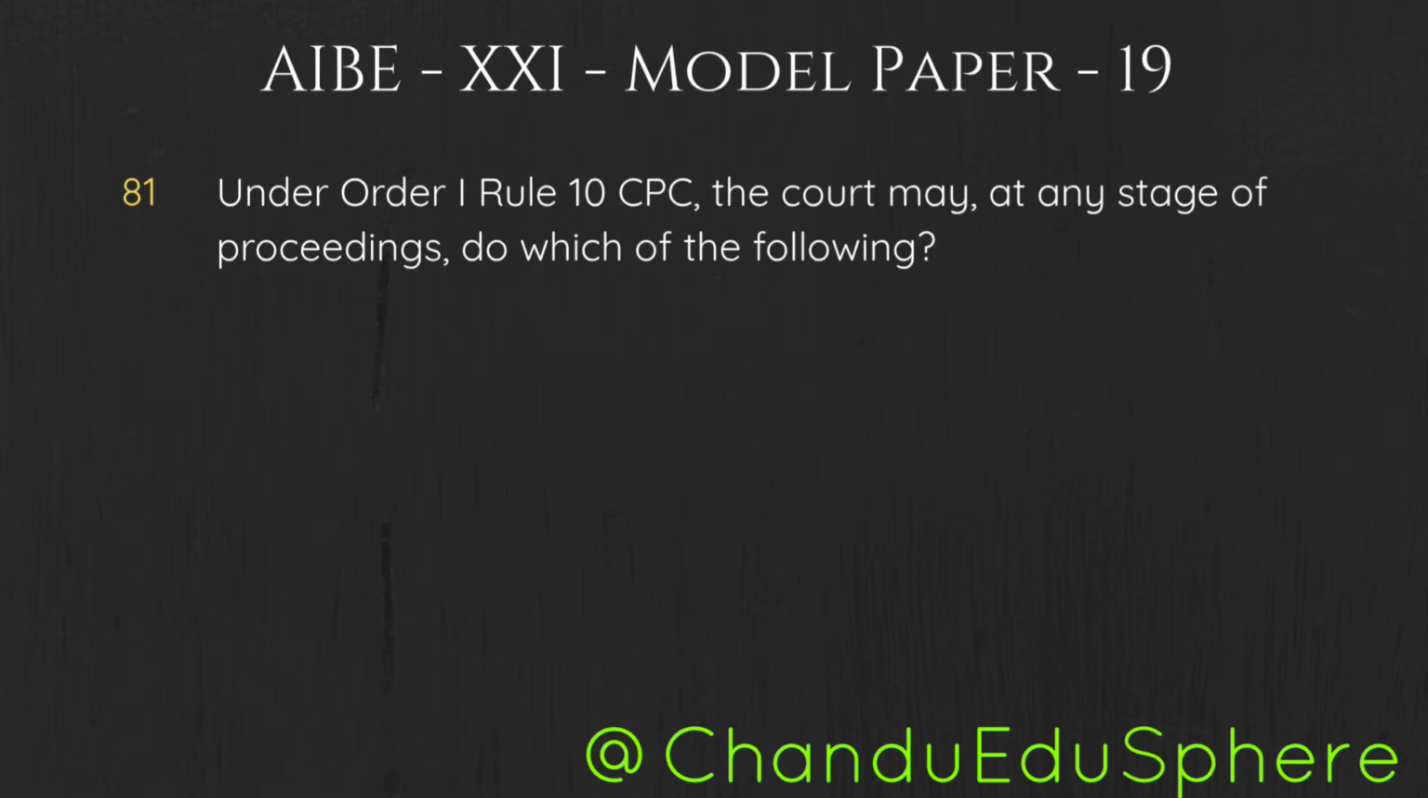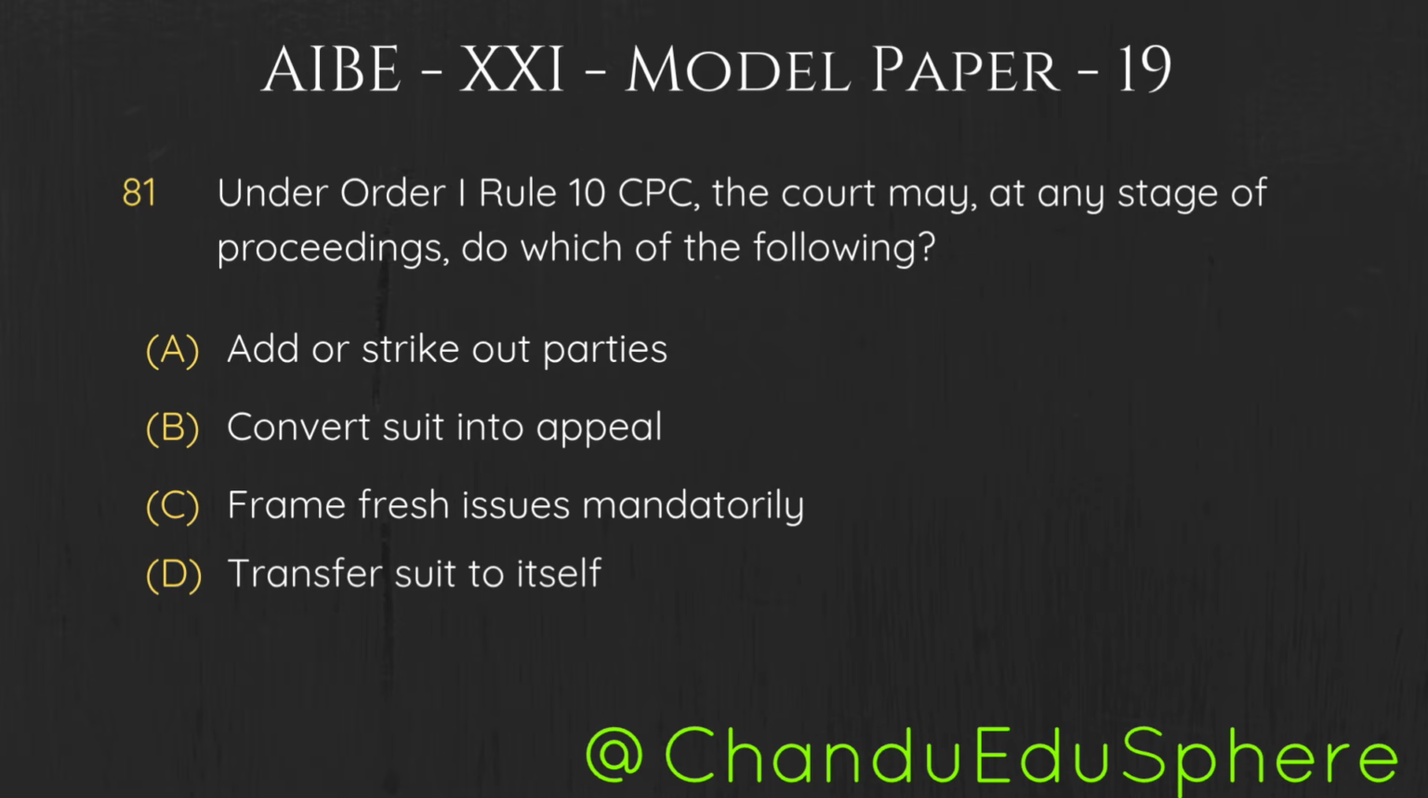Under Order 1, Rule 10 of CPC, the court may, at any stage of the proceedings, do which of the following? Order 1, Rule 10 of the CPC empowers the court at any stage of the proceedings, either on application or suo motu, to strike out the name of any party improperly joined or to add the name of any necessary or proper party.